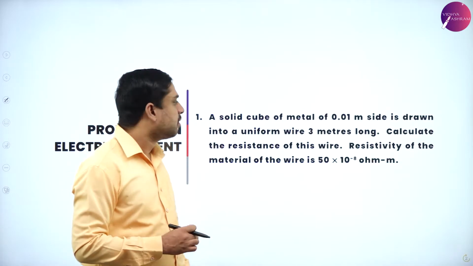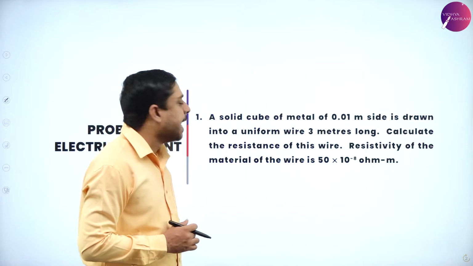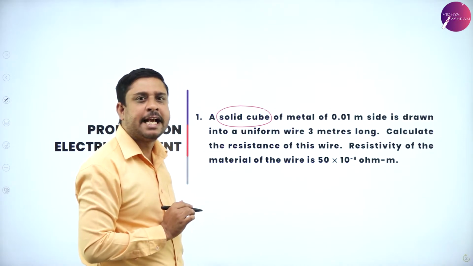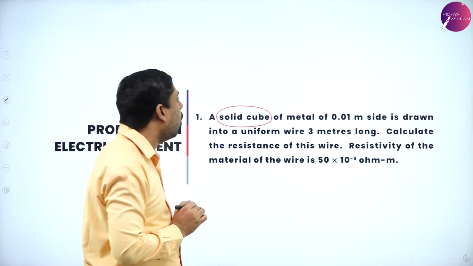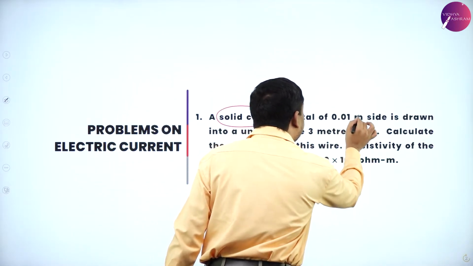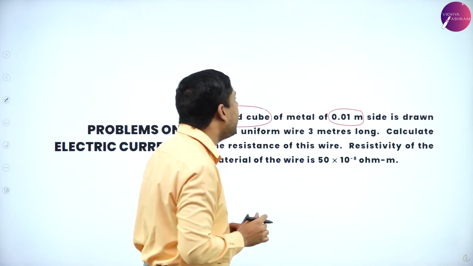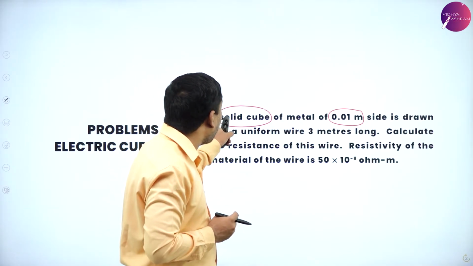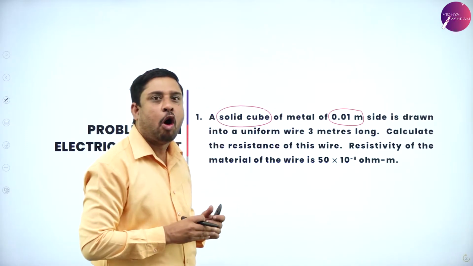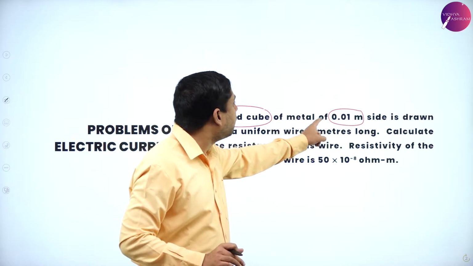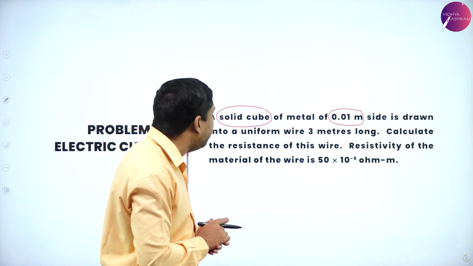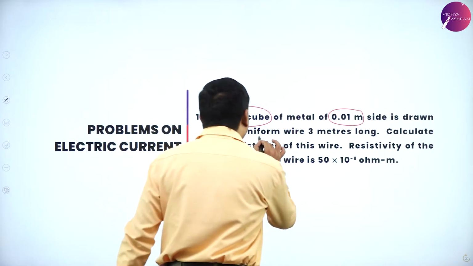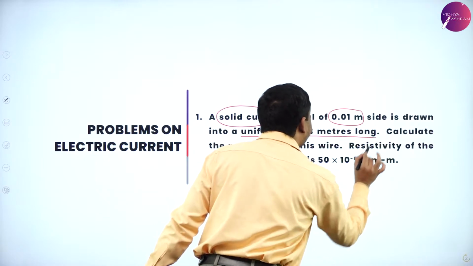The first one, the problem says: a solid cube of metal of side 0.01 meter is drawn into a uniform wire 3 meters long.